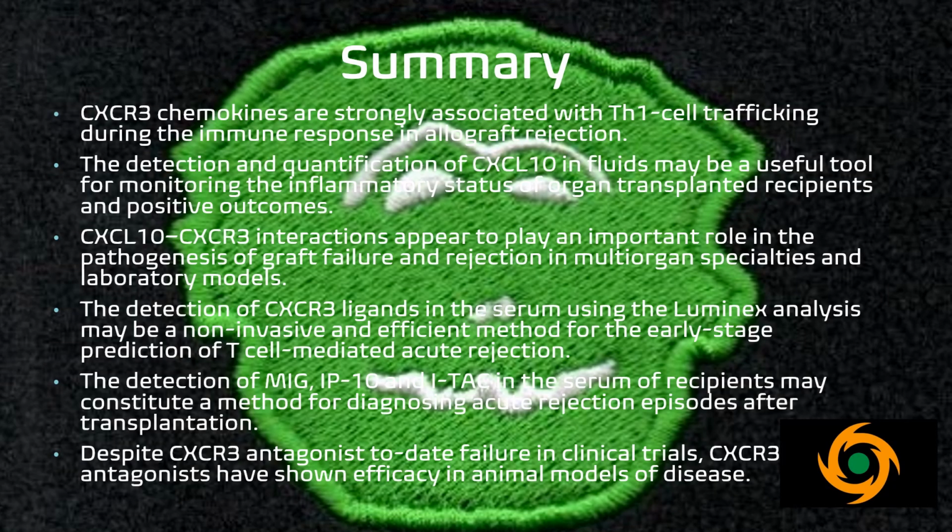So, in summary, as part of this intermission: CXCR3 chemokines are strongly associated with T helper cell type 1 cell trafficking during the immune response in allograft rejection. The detection and quantification of CXCL10 in fluids may be a useful tool for monitoring the inflammatory status of organ transplanted recipients and positive outcomes. CXCL10 and CXCR3 interplay appear to have an important role in the pathogenesis of allograft failure and rejection in multi-organ specialties and in laboratory models.